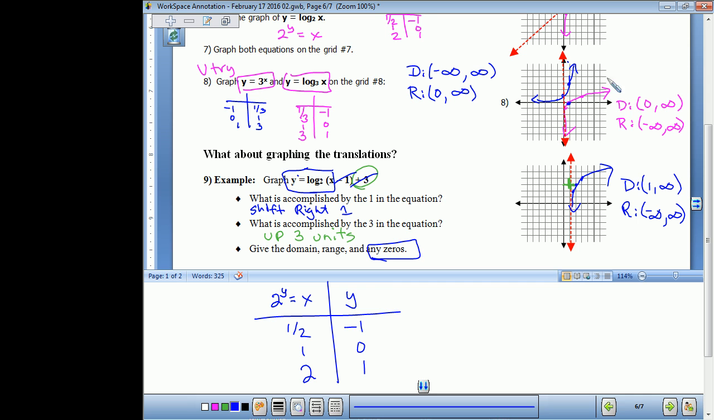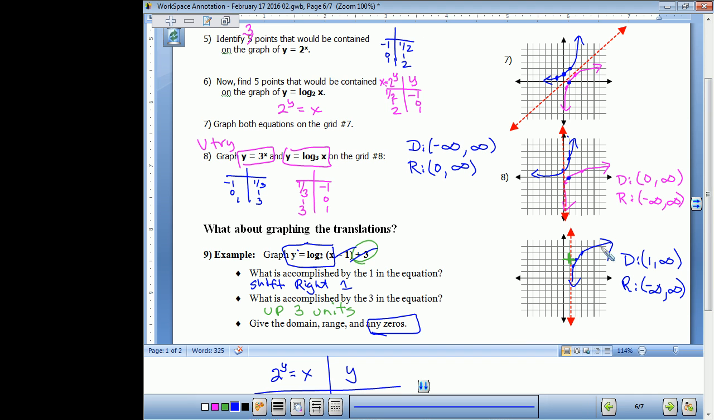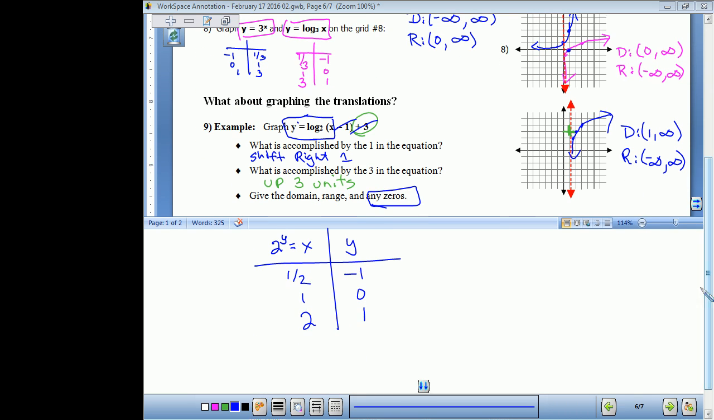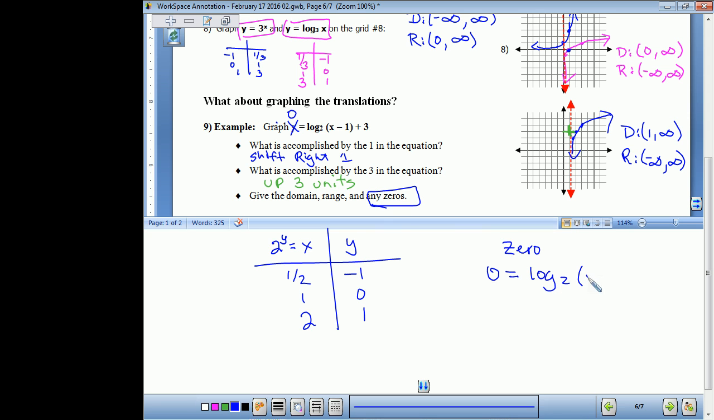The 0 is +1. Up here, we have the same 0, +1. This one is not. This one's different. So sometimes we can't just look at our graph. Sometimes we have to solve to find our zeros. So if we have to solve, we go back to that original function and we want to know where it equals 0. So 0 equals log base 2 of x minus 1 plus 3.